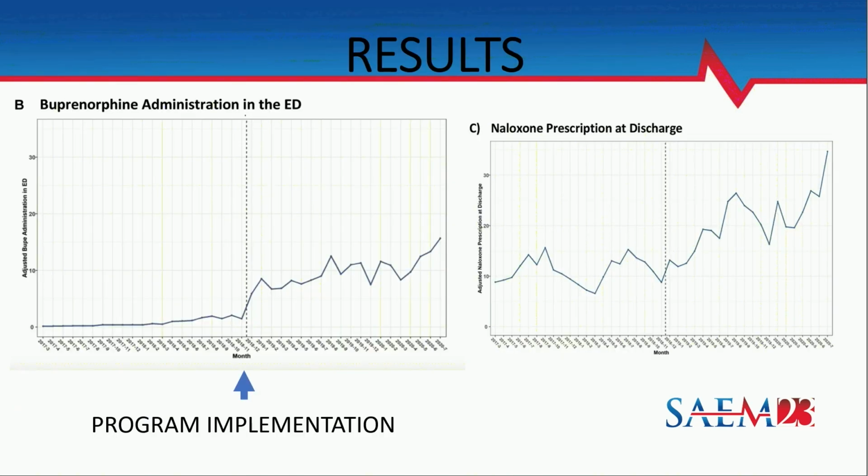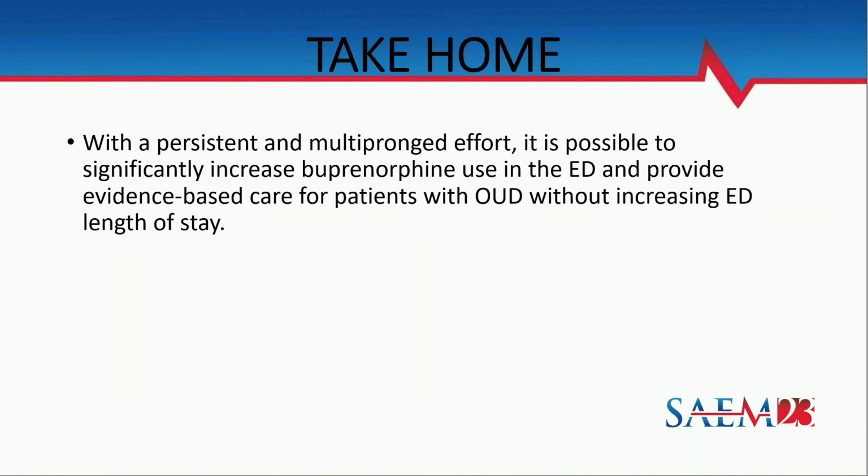And this is just a table that shows when the program was implemented, you can see that the bupe administration in the ED, for example, increased. Naloxone prescription at discharge overall increased as well. So the take home here is that with a persistent effort that has multiple different components, it is possible to statistically significantly increase bupe use in the emergency department and provide first-line evidence-based treatment for patients with opiate use disorder without increasing length of stay.